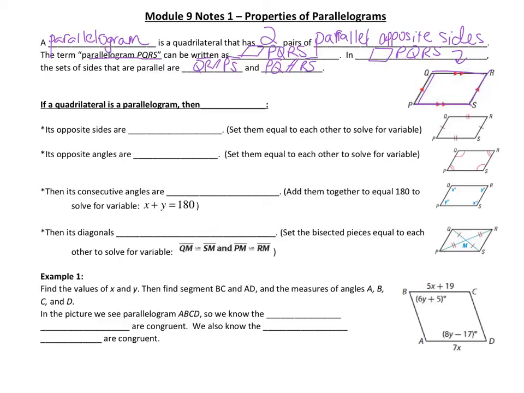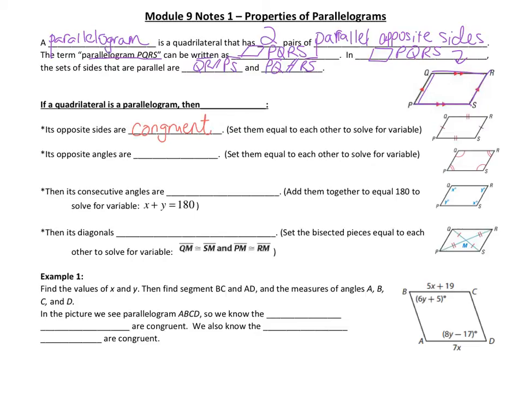With parallelograms, there are 4 main properties. So if a quadrilateral is a parallelogram, then these 4 things are going to be true. The first one is that the opposite sides are going to be congruent to each other. So if you have a problem where you're trying to find what x is going to be equal to, to make it a parallelogram, then you can set those sides equal to each other and solve for the variable.